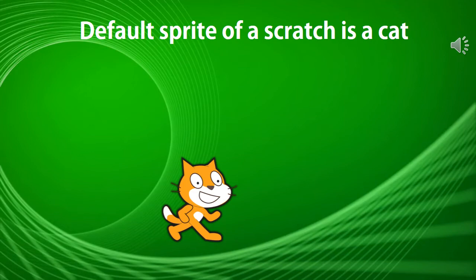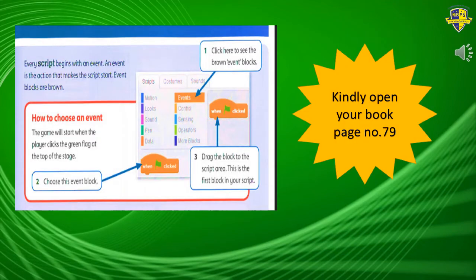Dear students, let's see what's there for us on page number 79. So kindly open your book to page number 79. Every script begins with an event. An event is the action that makes the script start. Event blocks are brown. So first of all, let's come to what a script is. A script is when all the blocks are joined together to make an animation. So that is known as a script. A complete block of coding or programs is known as a script.